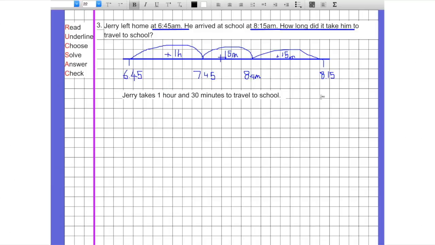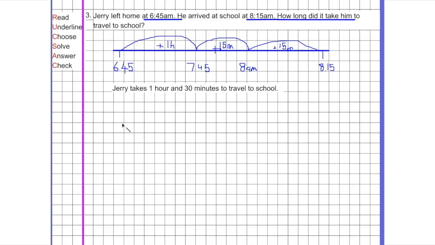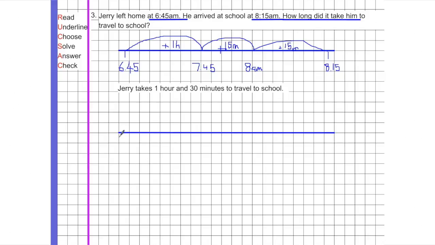Alright, I did say there's a couple of ways you can do it, so let me just quickly show you the other way. Again we would have our number line. Now some of you might find this easier, so we do the same thing. We put our 6:45, and then we put our 8:15 at the end. I know you've had a spoiler, you already know what the answer is, but bear with me, it's just a different way. Might help some of you to think of it this way.